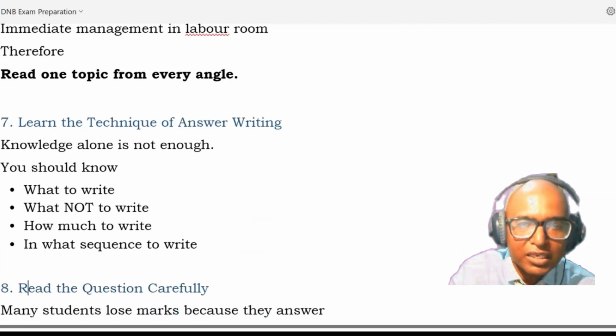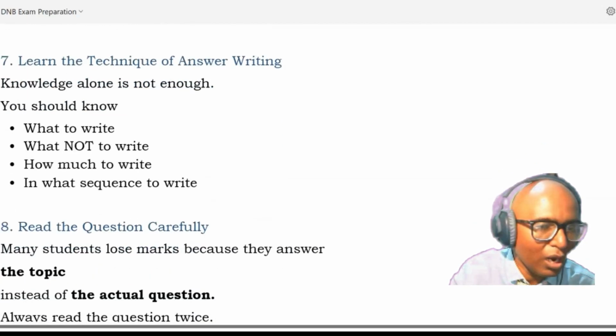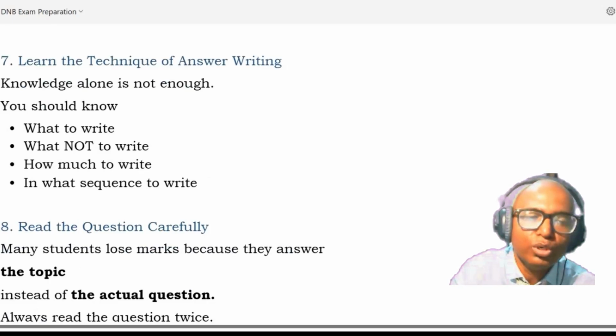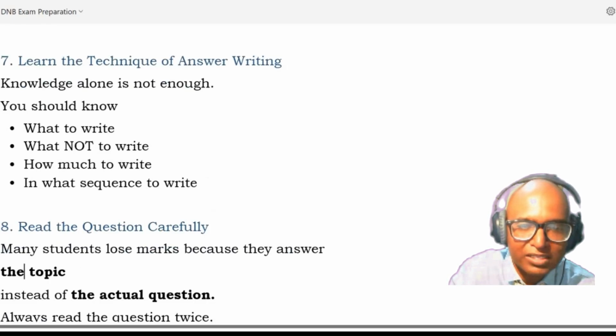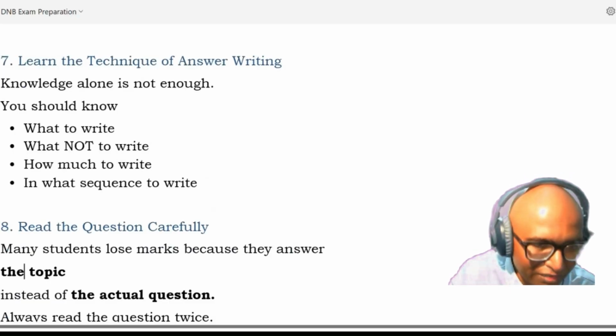Learn the technique of writing the answer. Knowledge alone is not enough. You should know what to write, what not to write, how much to write, and in what sequence to write. This is going to be very, very important.